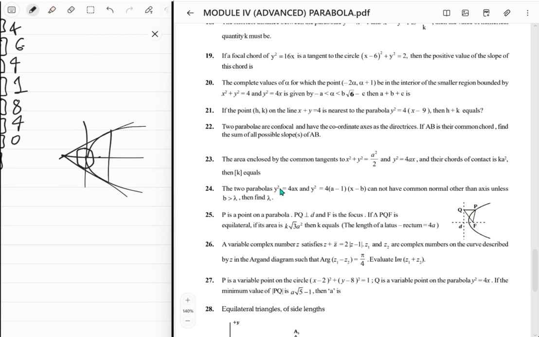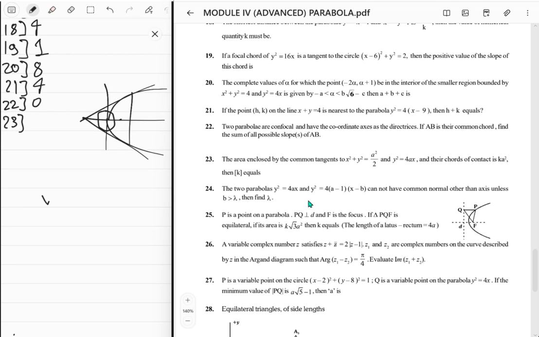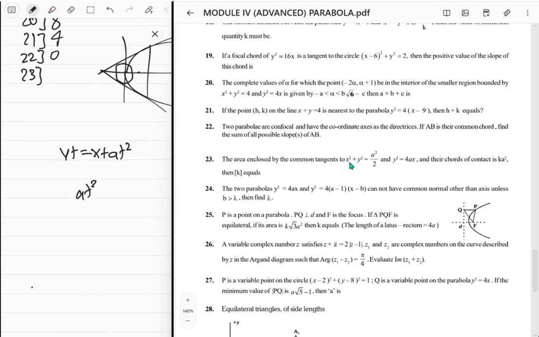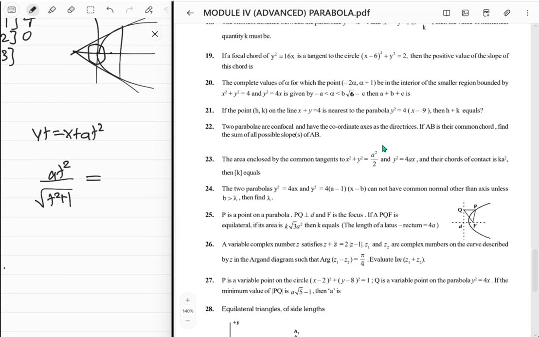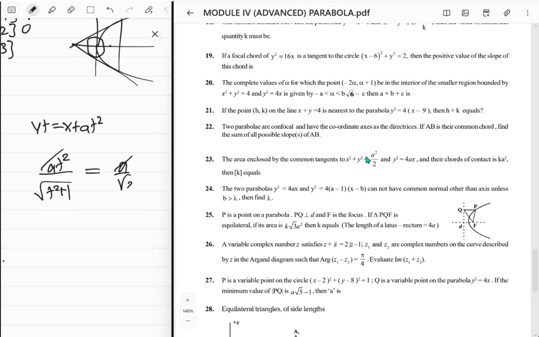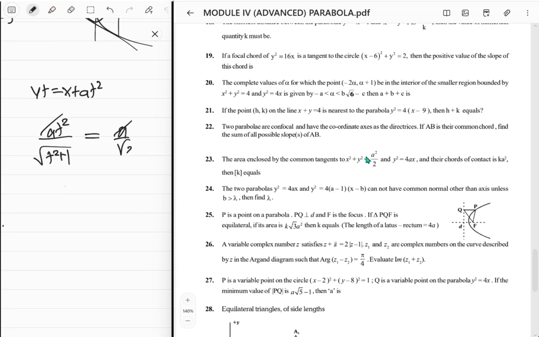Right. Just figure out tangents. That should do it. So the tangent is y equals tx plus at², and it is tangent to this circle centered at 0, 0. The distance is at² upon the square root of t² plus 1. This distance has to be equal to the radius, a upon the square root of 2. The a cancels, and we just get 2t⁴ equal to t² plus 1.